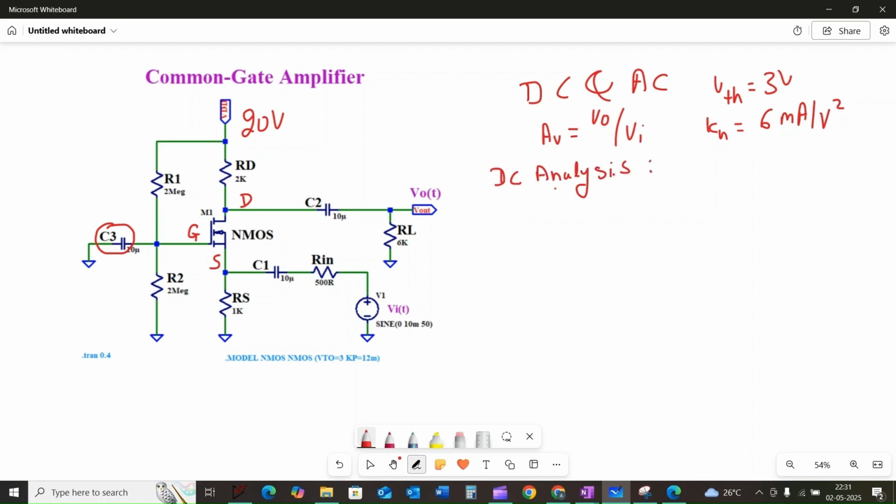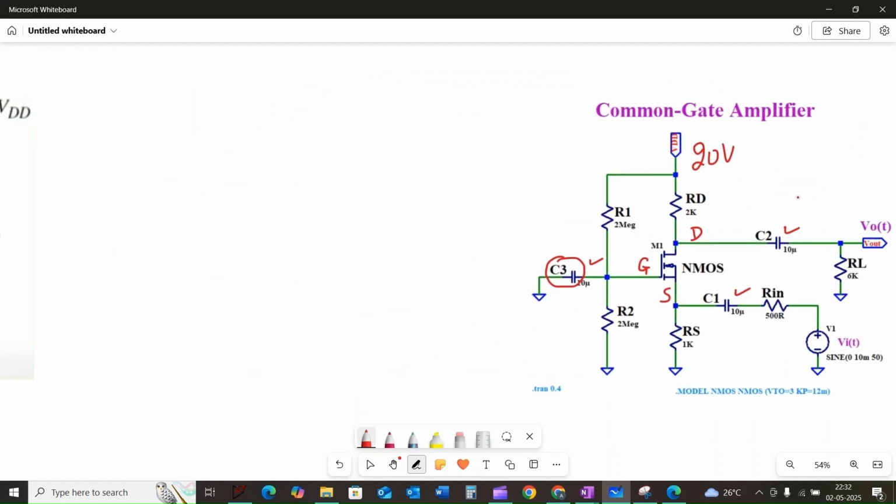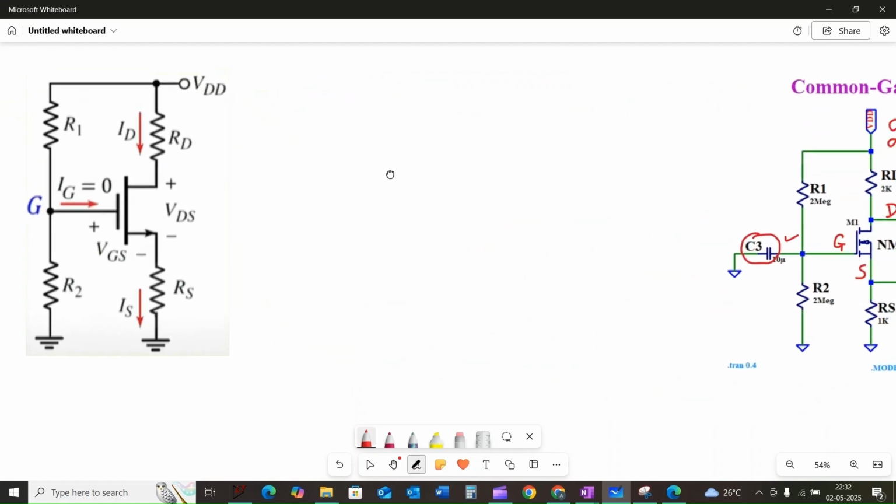For this, the capacitors C1, C2 and C3 are treated as open circuits. This simplifies our circuit, removing the load and the input source. Our simplified circuit looks like this.